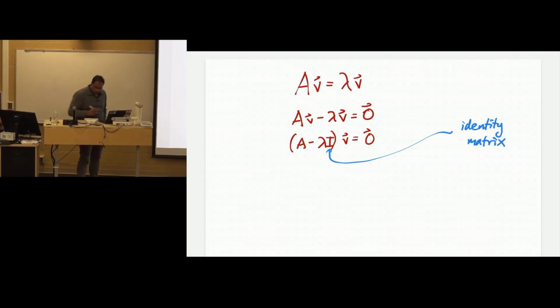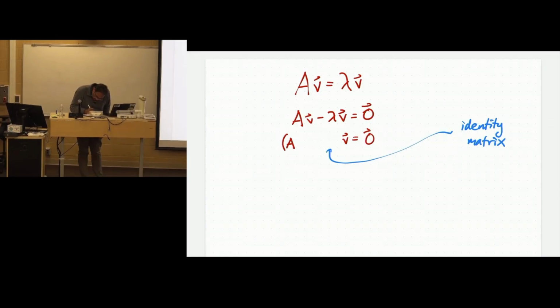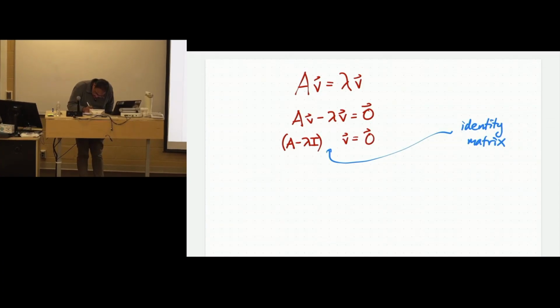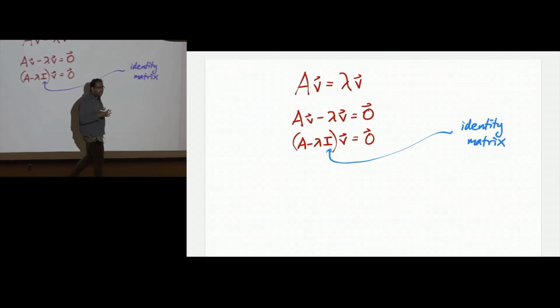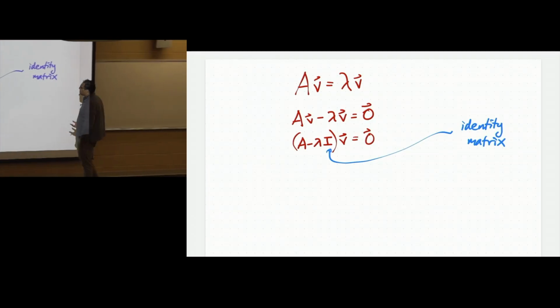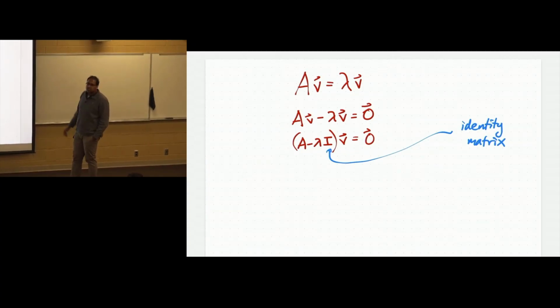Okay, so now, let me write this a little clearer. I have A minus lambda I, times V is equal to 0. Okay, taking a step back. A minus lambda I times V equals 0. Big picture, if I squint, this looks like matrix times vector equals 0. What does that mean?